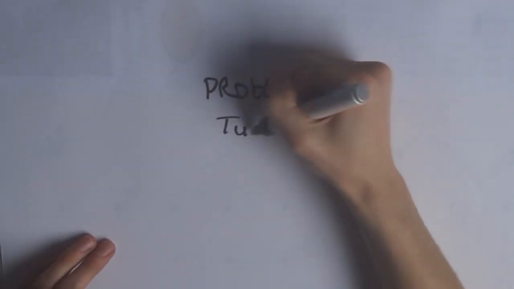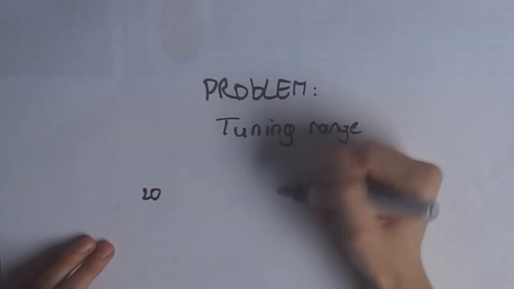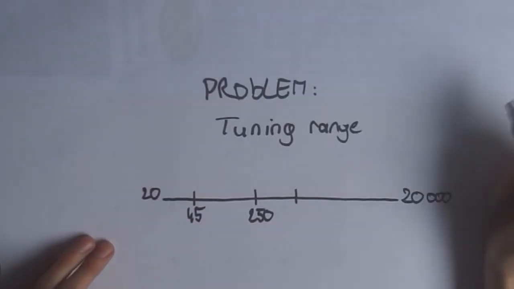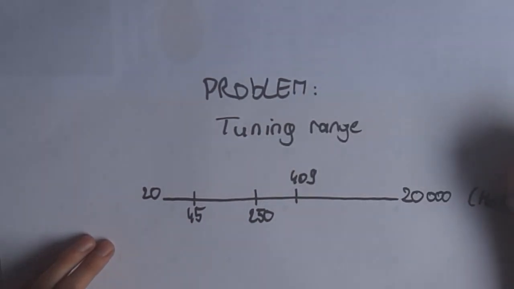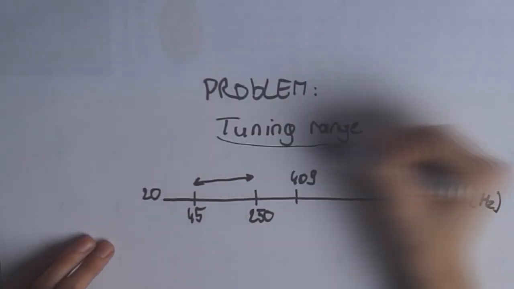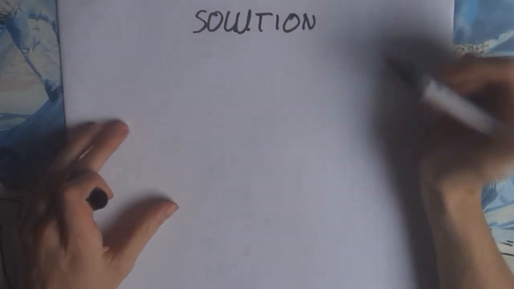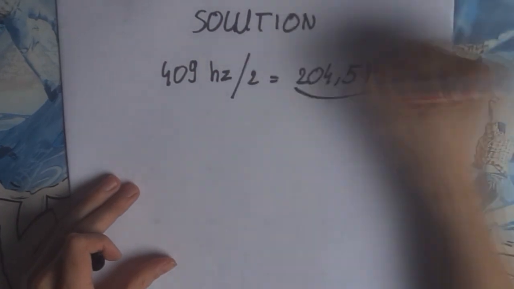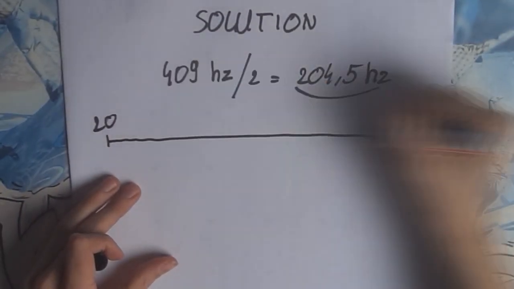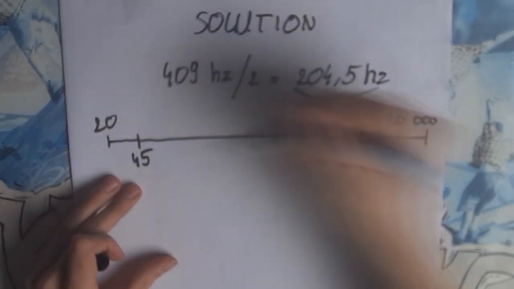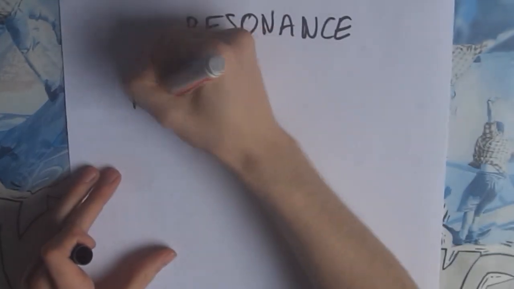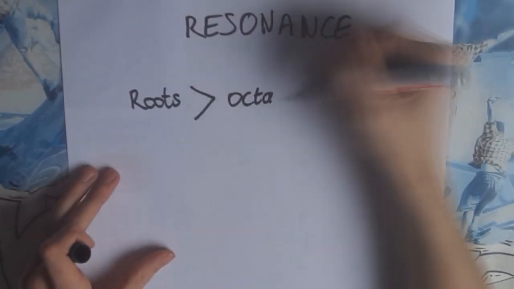Problem number one. The strongest spectrum frequency, which is 409 Hz, is not in the tuning range of my drum heads. The solution to this is dividing the frequency by 2 until a tunable frequency is found. This will then be an octave of the natural frequency, the second most resonating frequency relative to the root frequency.